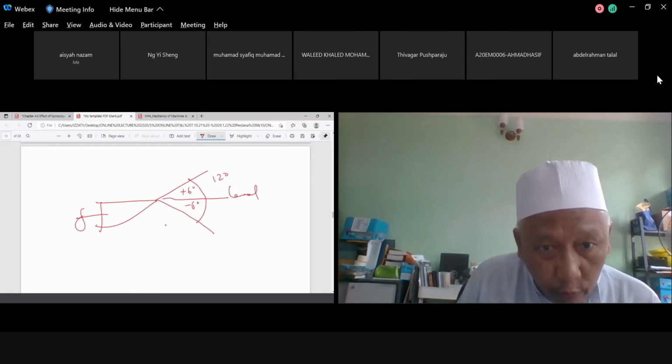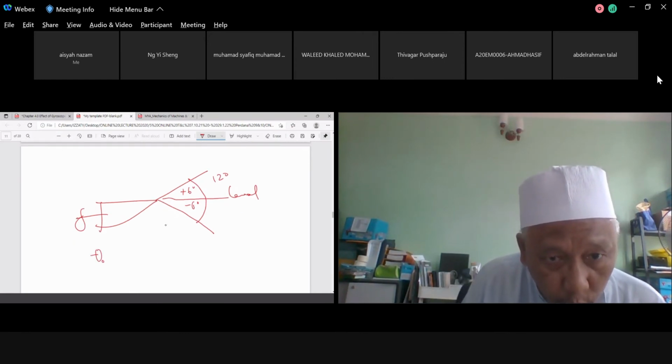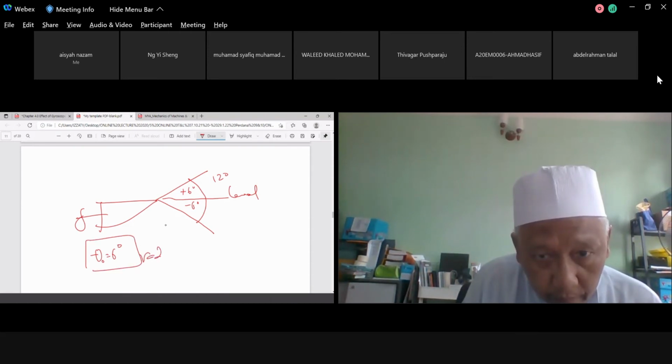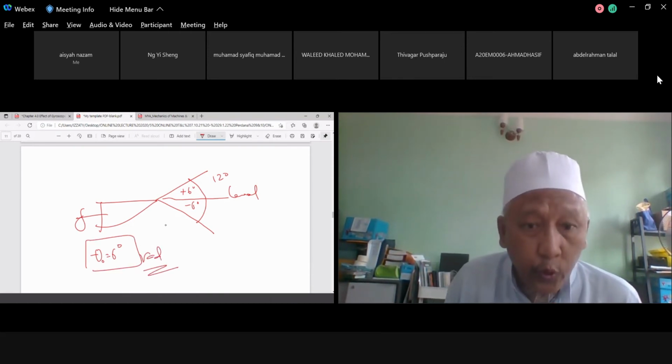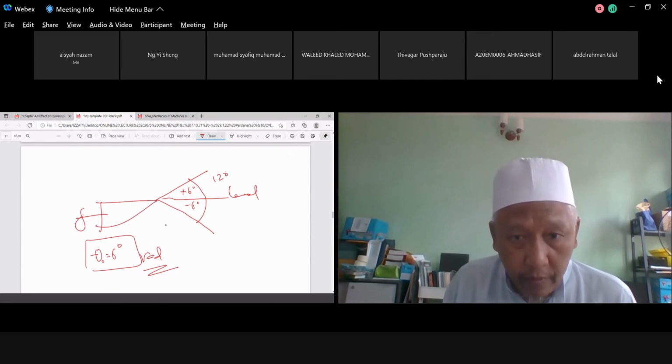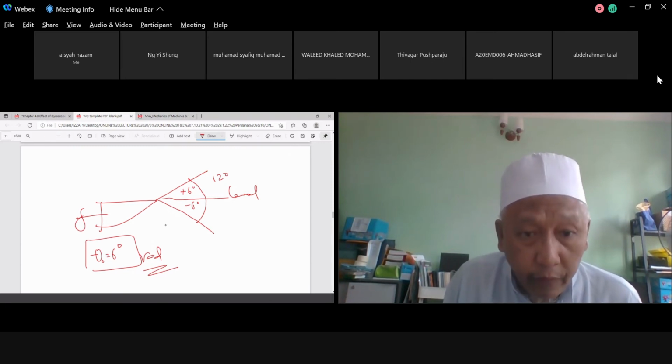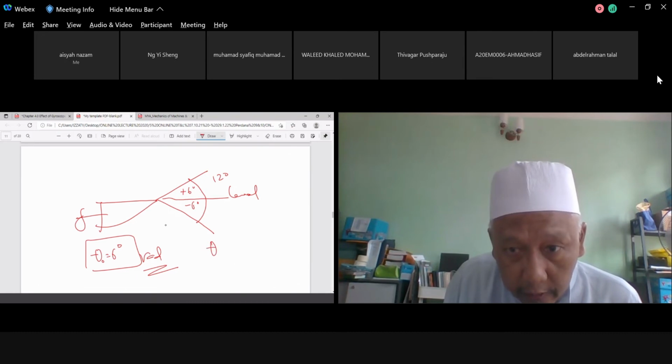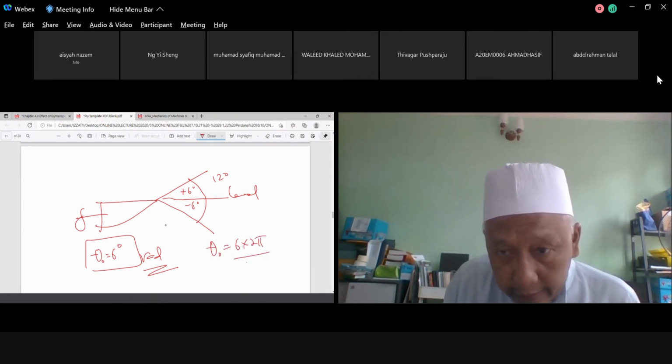So now you have theta naught equal to 6 degrees. Remember, this theta must be in radian, so you convert from degrees to radian. Converting from degrees to radian, theta is equal to 6 multiplied by 2 pi by 360. Am I correct or not?